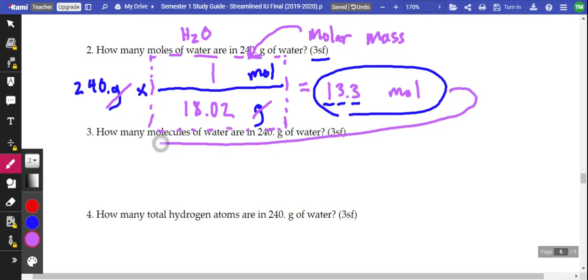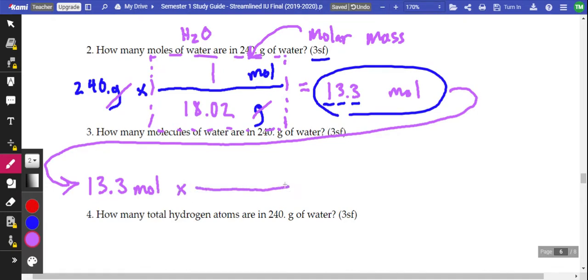Let's use this in the next problem, because now we want to figure out how many molecules of water are in 240 grams. Well, we found out how many moles are in water, and we have a relationship between moles and particles. So let's write this up. I've got 13.3 moles of water. And I'm going to multiply by a fraction bar to try and get rid of this stuff. I want to get rid of moles on bottom this time, and I want to get molecules on top.